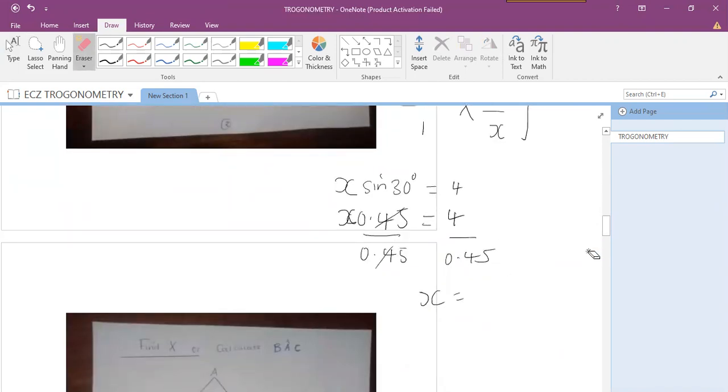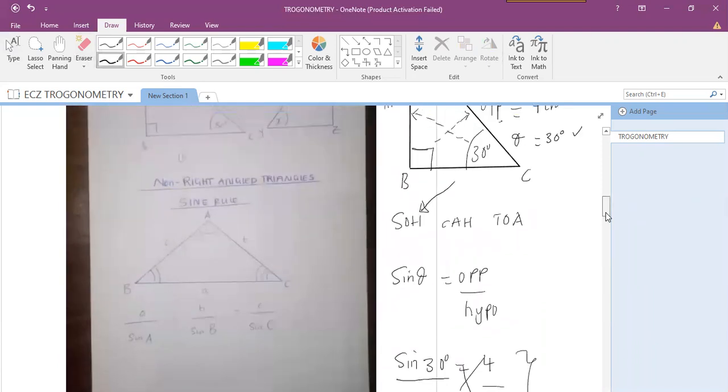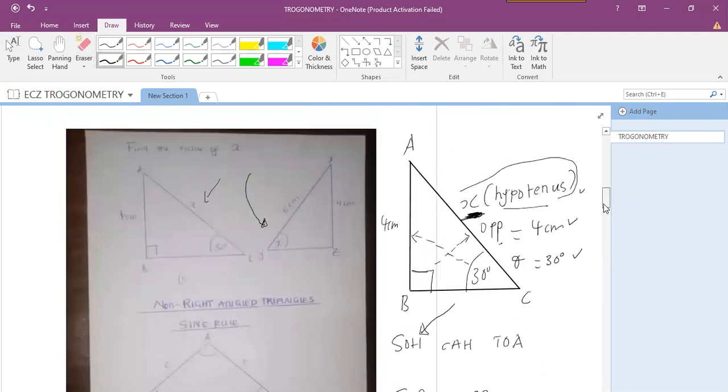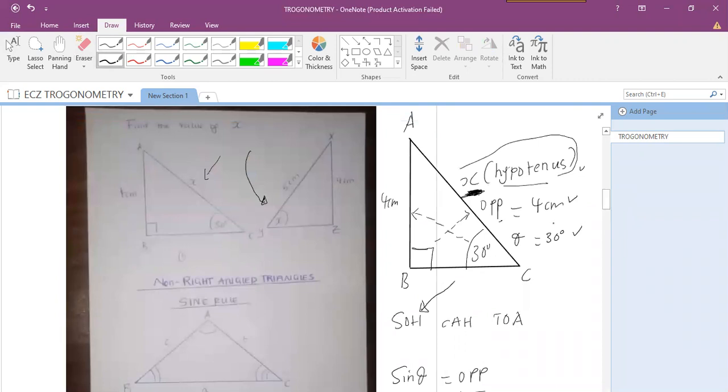So divide 4 by 0.45. So say 4 divided by 0.45. Yeah, much better. What's your answer? 8.8, 8.889 recurring, right? So we can just round it off to one decimal place and say x is equal to 9 centimeters. So that's how you use a trigonometric function. Don't put 40 degrees there. It's 4 centimeters. So that's how we use trigonometry in terms of a right angled triangle.